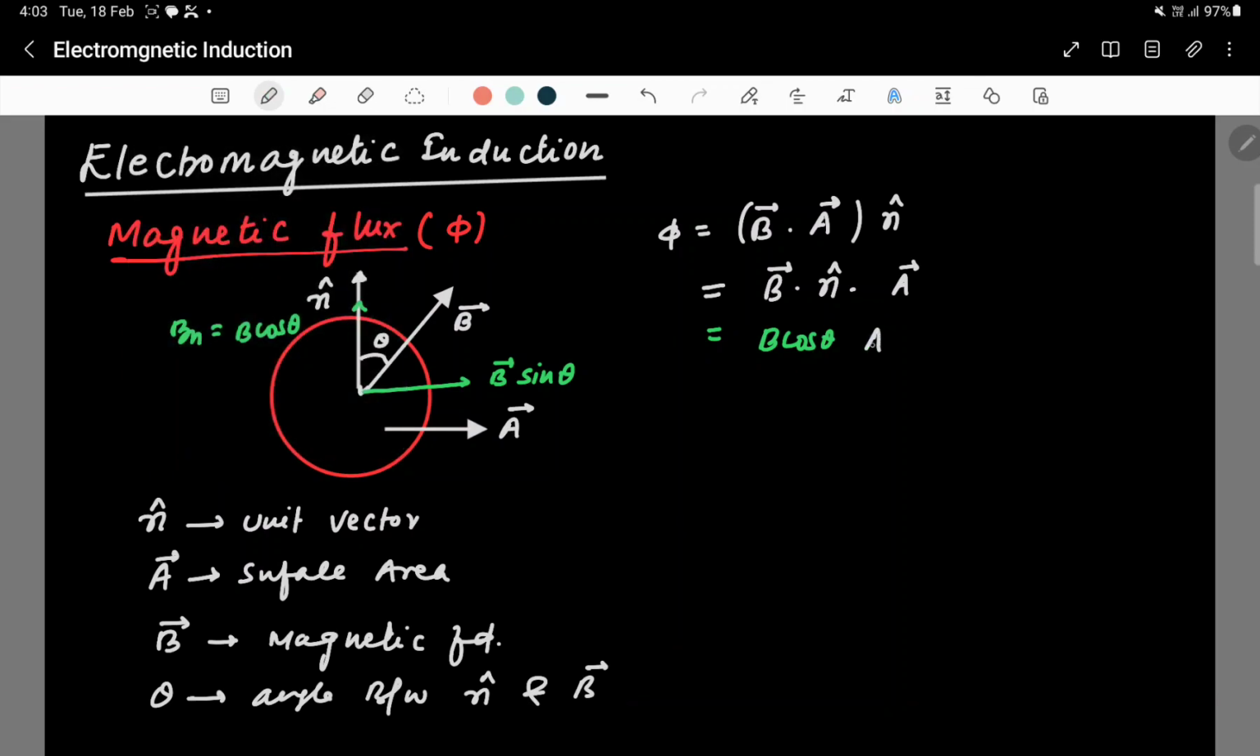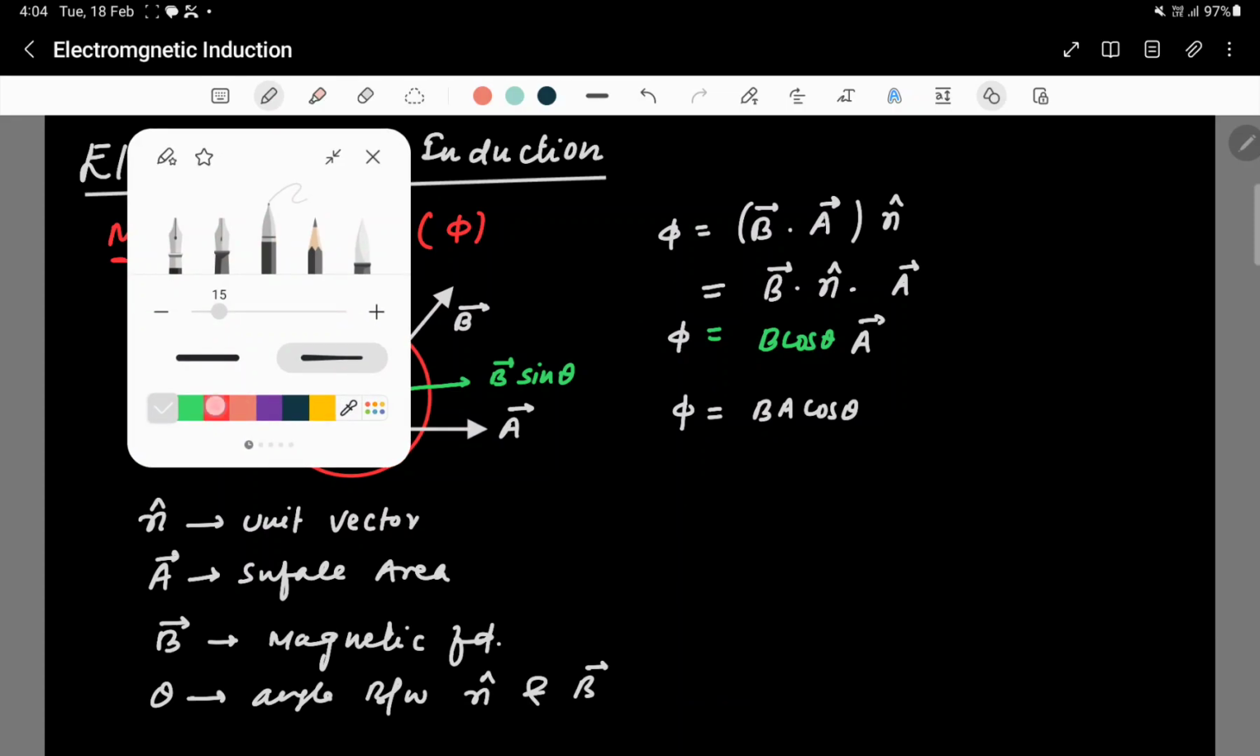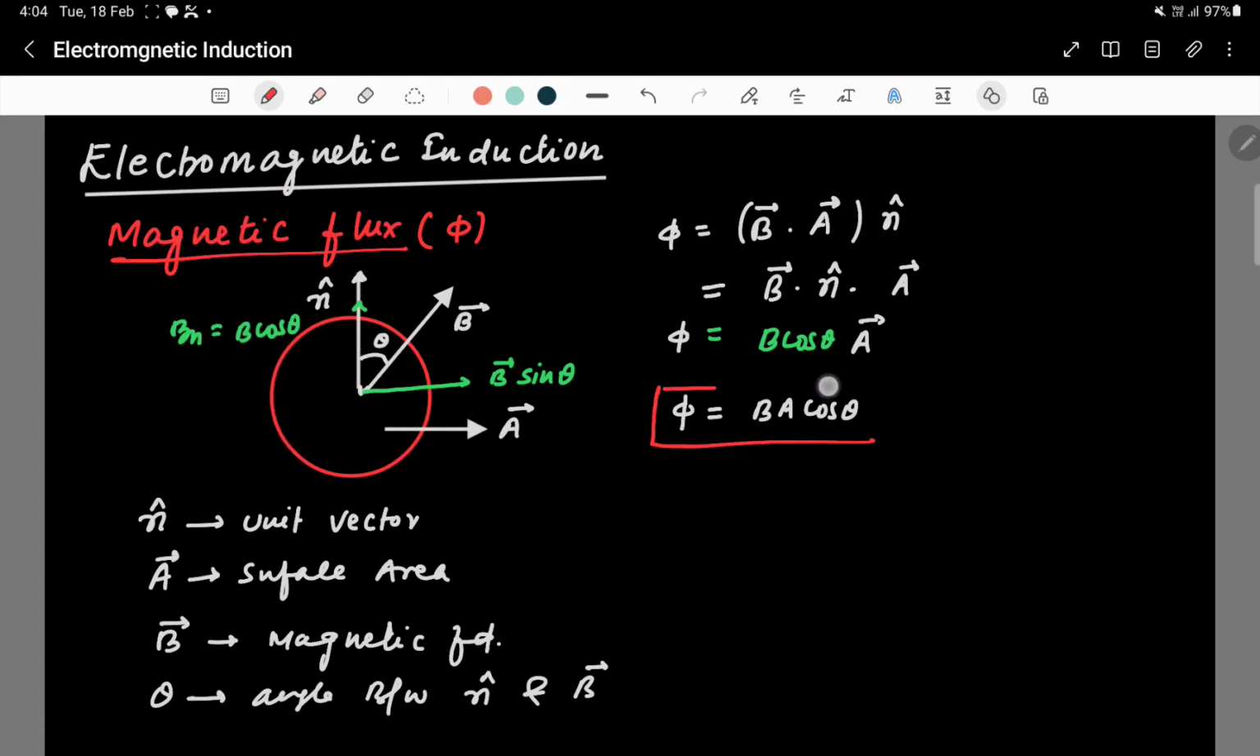So B vector dot n vector equal to B cos theta into A vector. You can write like this. So the flux phi equal to B cos theta into A. So directly you can write here BA cos theta. This one is a flux. Understood? ठीक है. फ्लक्स इक्वल टू क्या आ गया? बी कॉस थीटा, बी ए कॉस थीटा. ठीक है ना? यस और नो?